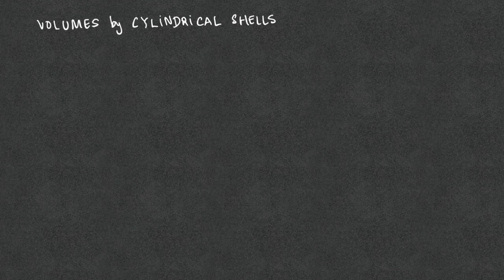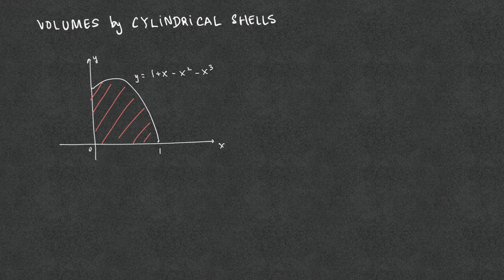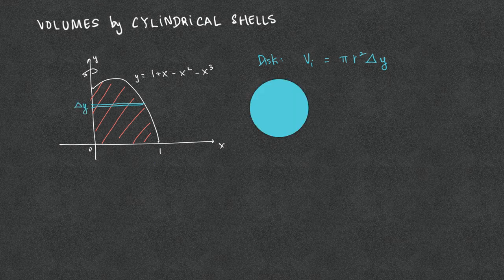Volumes by cylindrical shells. Suppose we rotate the region under the curve y equals 1 plus x minus x squared minus x cubed, from 0 to 1, around the y-axis. If we were to use the disk method, then the volume is pi r squared times the thickness delta y. But the radius is at the horizontal distance, and so the radius is x.